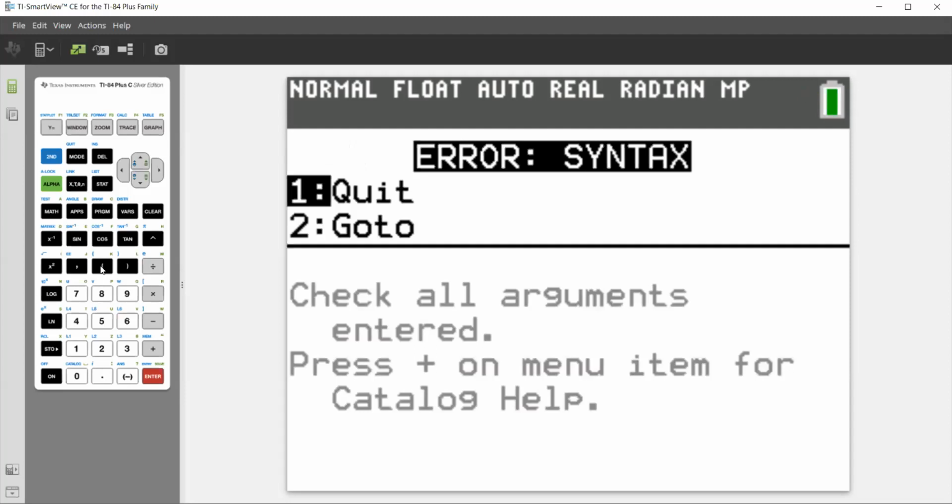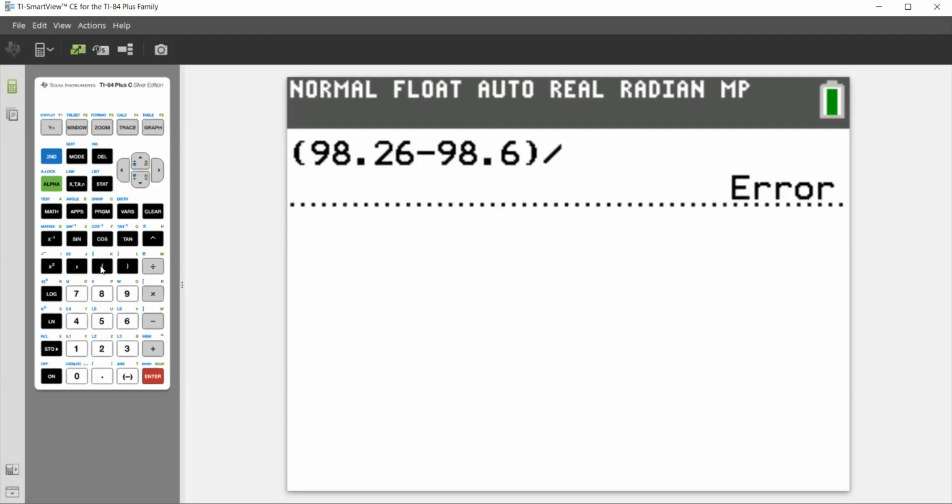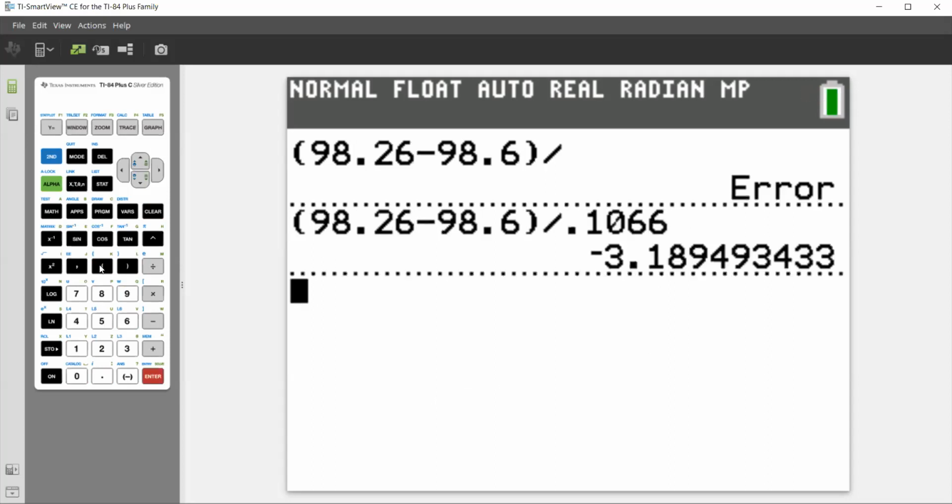Oops, sorry about that. We have to do this again. 98.26 minus 98.6. And we're going to divide by 0.1066. So that is our z test statistic, and we're going to store it. Notice all the decimals there. We're not going to round it. We're going to store it in alpha A.